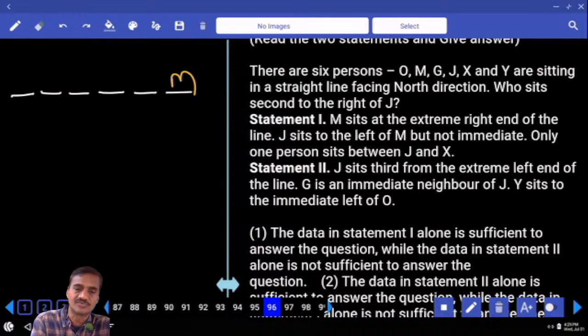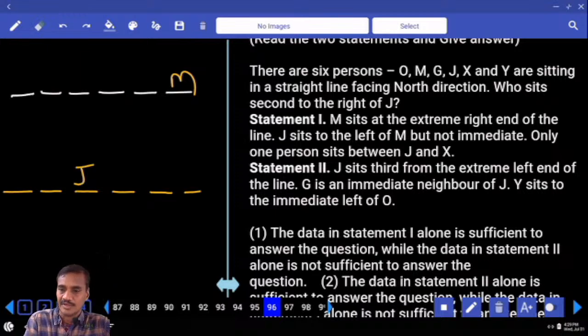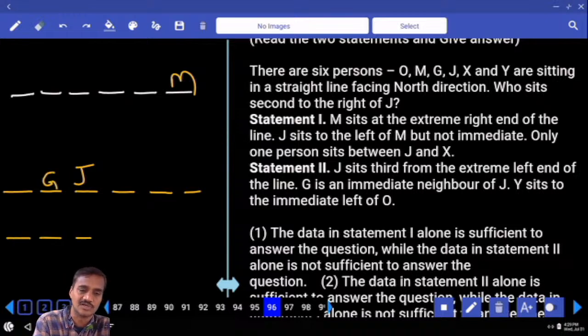J is third from the extreme left hand of the line. 1, 2, 3, 4, 5, 6. G is an immediate neighbor of J. G can be on the immediate left hand side or G can be on the immediate right hand side. J here, G here. And next one.